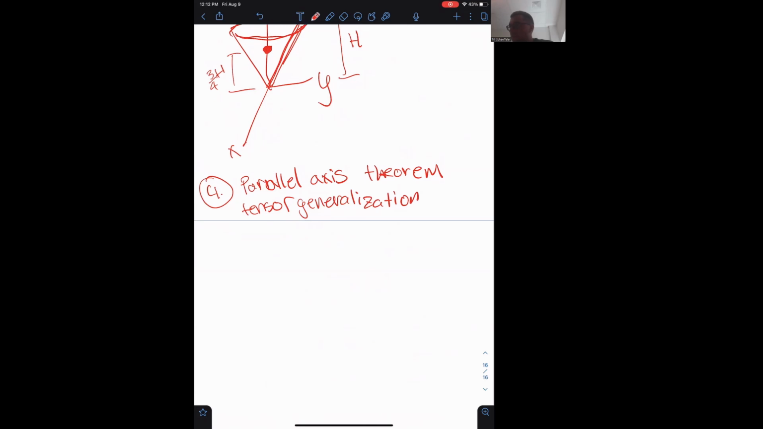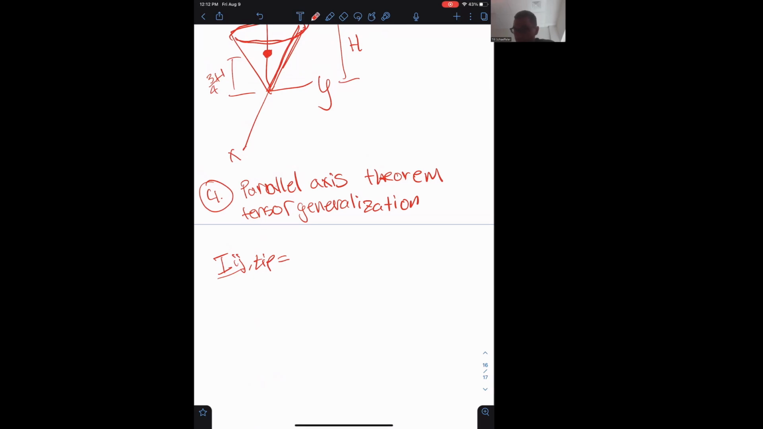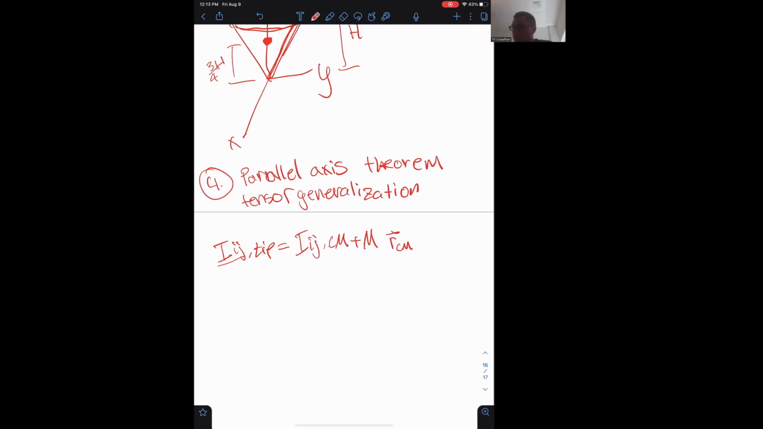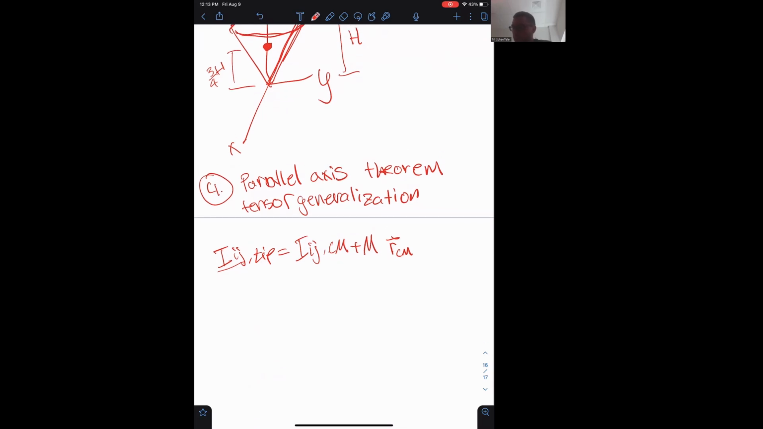So this formula says that if we have the moment of inertia component somewhere, which I'm going to call the tip, that's what we solved for already in the previous parts of the problem, that is equal to the moment of inertia in the center of mass frame plus the distance away from the center of mass. So let me just write it out first and then I'll try to explain it.